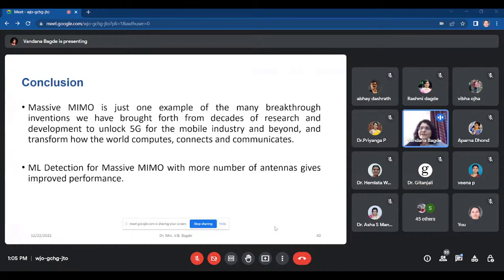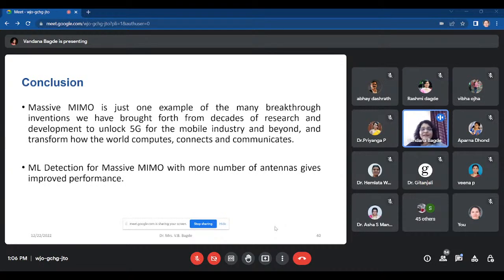As far as today's talk is concerned, let me summarize the lecture. If more antennas are deployed, both at the transmitter as well as the receiver side, this technology will do wonders. It will be regarded as a breakthrough invention, brought forth from decades of research and development, unlocking 5G for the mobile industry and beyond. It will transform the world completely, connecting everything together. Therefore, this algorithm is very, very helpful.